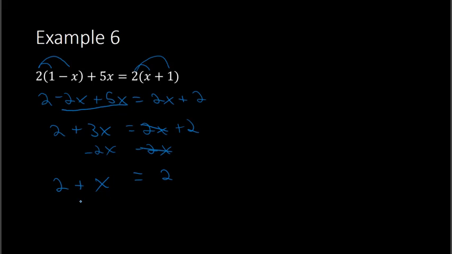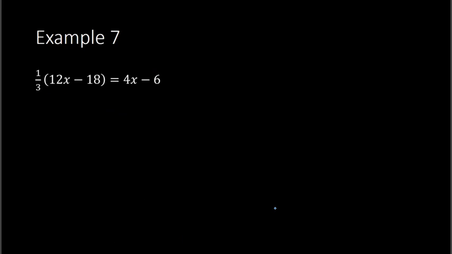Okay, then to finish off, I need to get rid of the 2 that is over here with the x. So the 2 is being added. So to get rid of it, I subtract. So this would be x on the left side, 2 minus 2, which is 0, on the right side. So my solution is x equals 0.